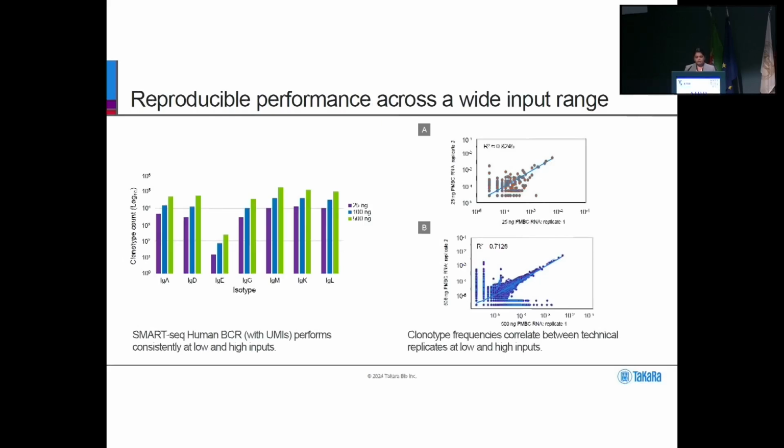Before I start discussing the spike-in data, I want to show here that we prepared the libraries with 25 nanogram, 100 nanogram, and 500 nanogram RNA inputs in triplicates, and we see an increase in clonotype counts as we increase the input, and we identify all the 7 isotypes for the BCR. And there is a good correlation between the technical replicates, as the clonotype frequencies correlate between the low and high inputs.